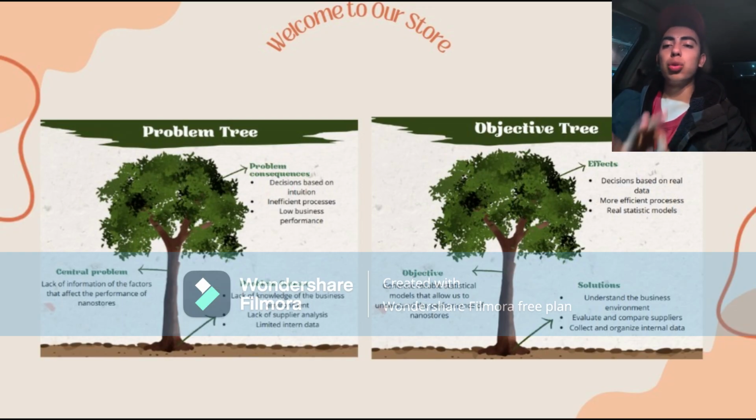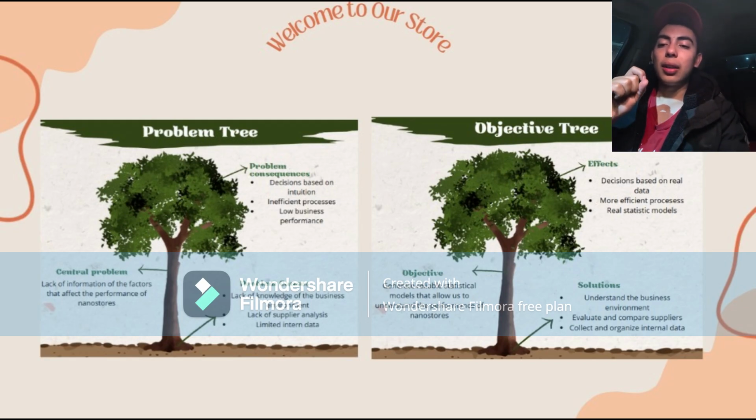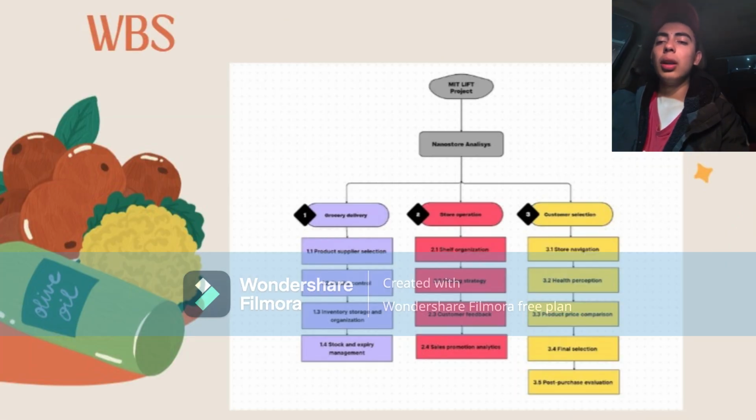Then on the objective tree, on page number 3, we transformed the problem into a clear goal: generate reliable statistical models that help us understand and improve the performance of the nanostores. After that, we created a SMART objective, defining the scope of the project and what we wanted to achieve within the course timeline. We also developed the work breakdown structure, or WBS, and the WBS dictionary, which are on pages 4 to 7.